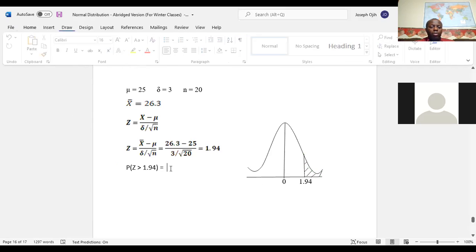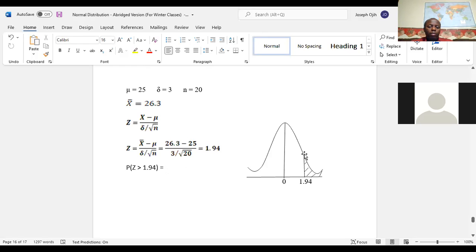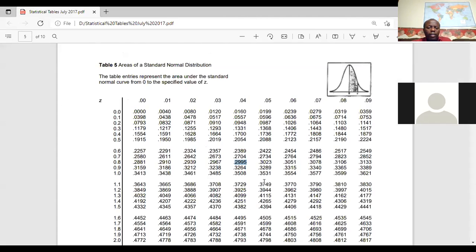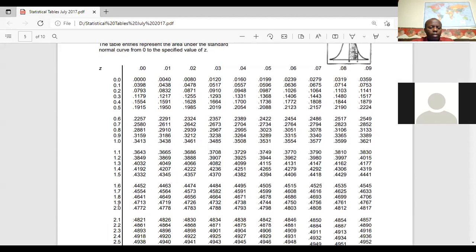So the required probability now becomes, see, half of this is 0.5. We're looking for only this portion. So we're going to do 0.5 minus whatever answer we get from the table for 1.94. We go to the table and look for 1.94. 1.9 is right here, under 4: 0, 1, 2, 3, 4. You can see 4 right there, and 1.9. I got 0.4738.